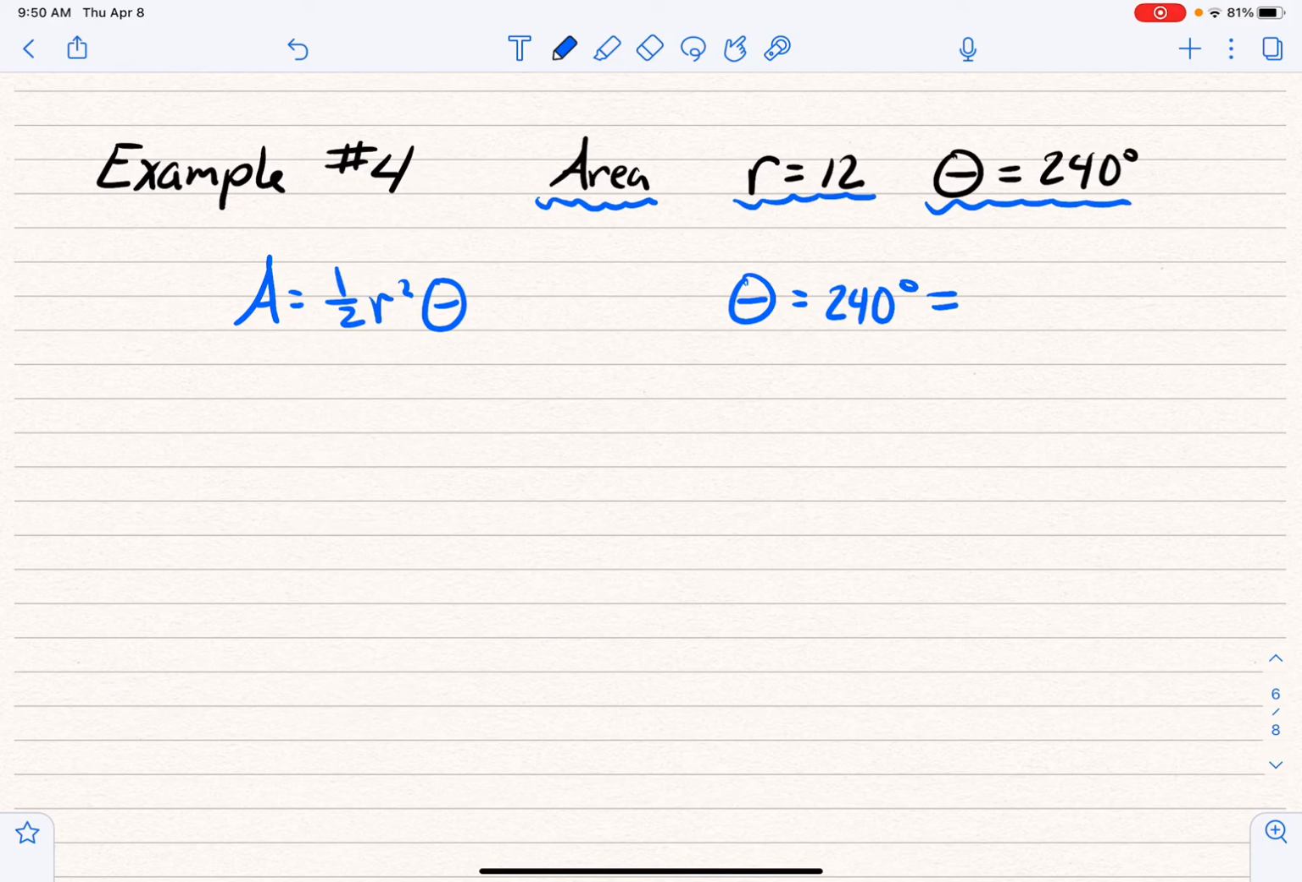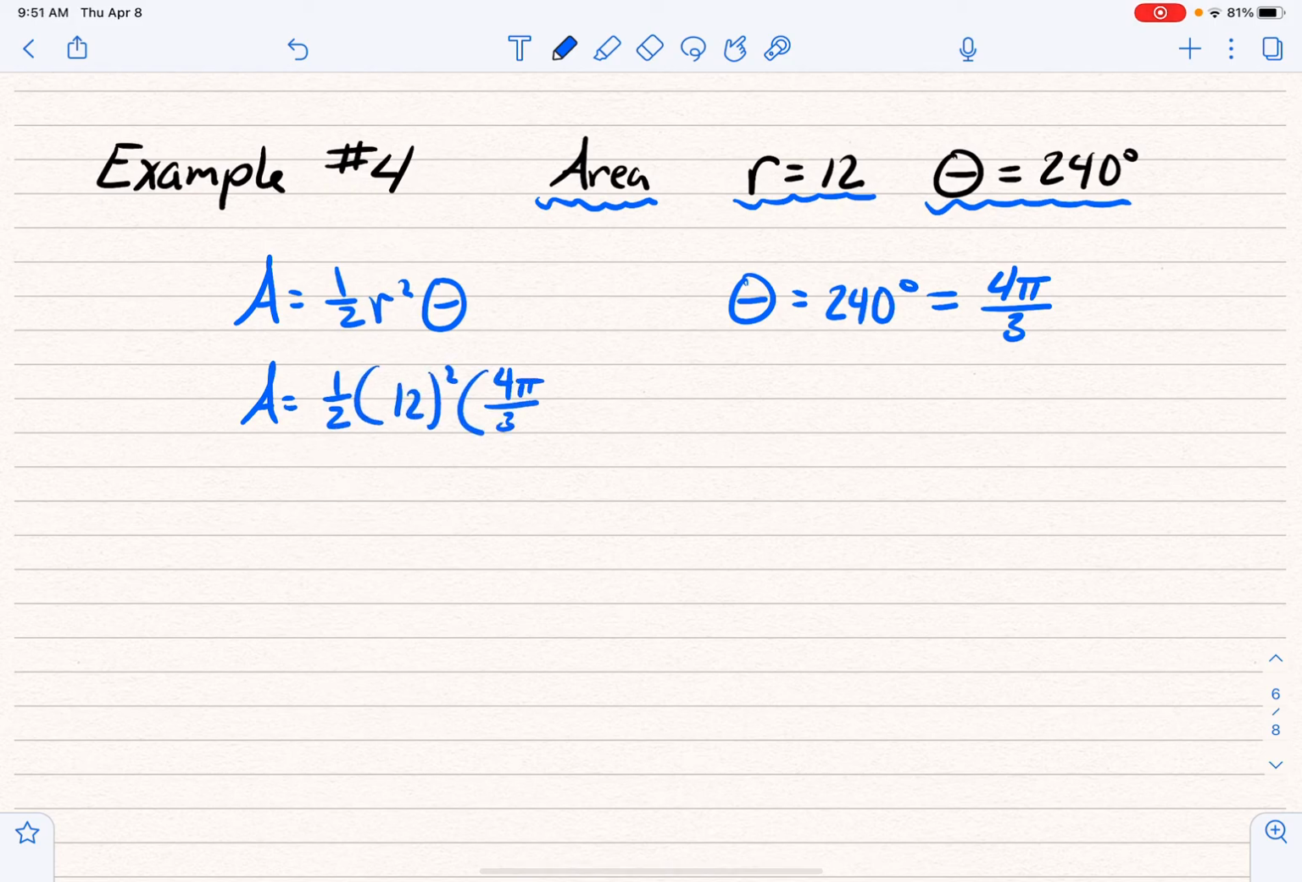So 240 is what? That's 4 pi over 3, because pi over 3 is 60, and I need four 60s to get to 240. So that's going to be 4 pi over 3. And so then my area is equal to 1/2 my radius, 12, squared times 4 pi over 3.